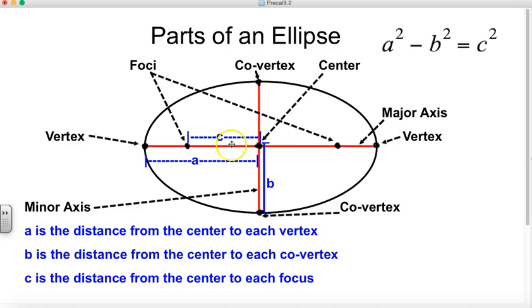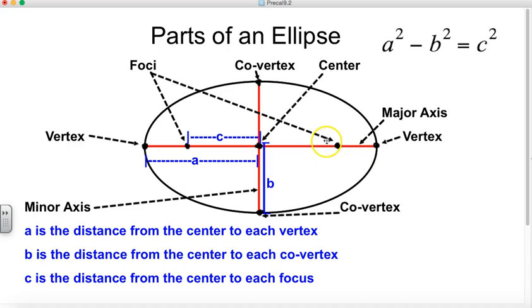This line that goes through the center along the long part of the ellipse is called the major axis. So that red line there is called the major axis, and it goes through the center, but it shows the longest distance from one point to any other point on the ellipse. So these 2 points here at the end of the major axis are the 2 points on the ellipse that are the farthest from each other.